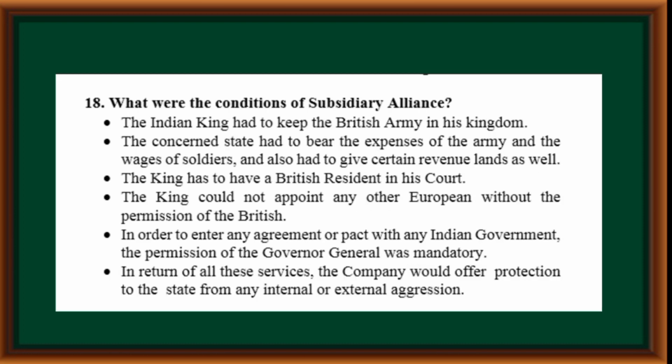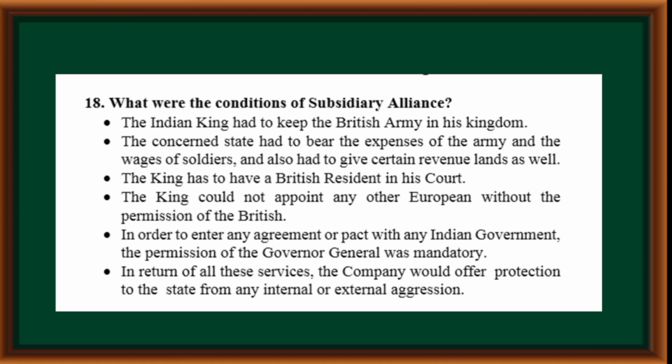What were the conditions of subsidiary alliance? The Indian king had to keep the British army in his kingdom. The concerned state had to bear the expenses of the army, the wages of soldiers, and also had to give certain revenue lands as well. The king has to have a British resident in his court.